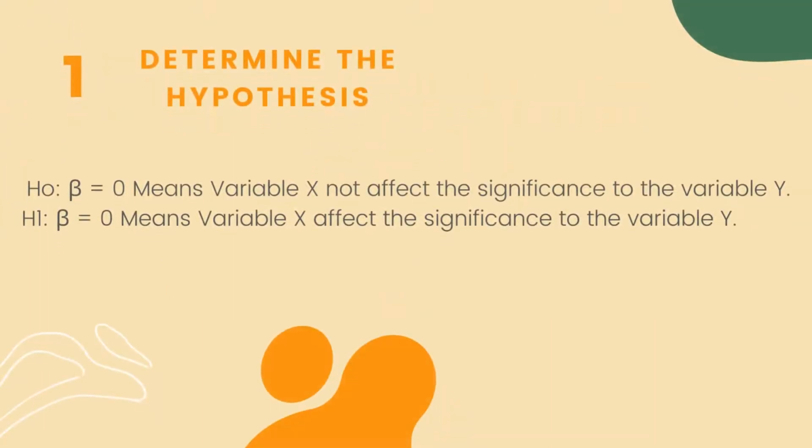The steps that we need to do for the t-test. The first step: determine the hypothesis. H0: Beta equals 0 means variable x does not significantly affect variable y. H1: Beta does not equal 0 means variable x significantly affects variable y.